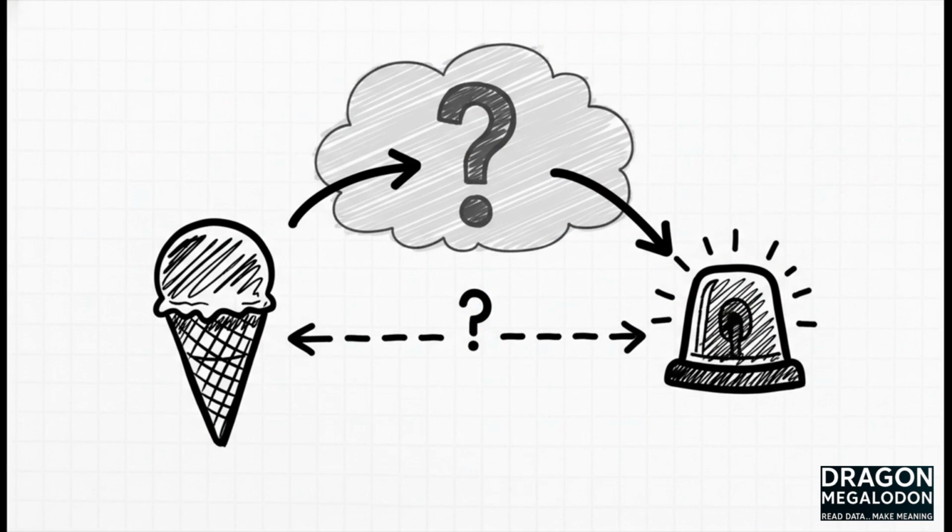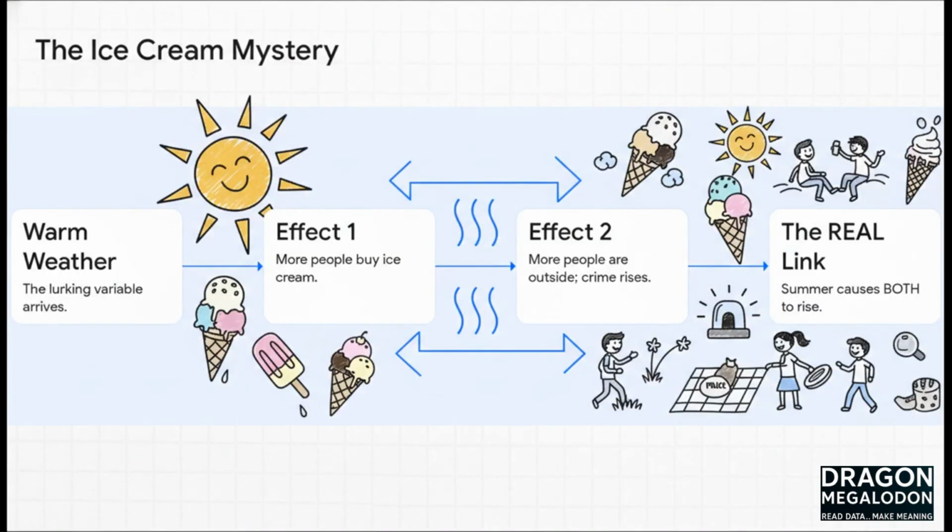The real connection is being caused by something else, something hidden in the background. Statisticians have a great name for this. They call it a lurking variable. So what's the real culprit here? It's that lurking variable. Good old-fashioned warm weather. Think about it. Summer arrives. More people are outside interacting, which, sadly, can lead to more conflicts and crime. At the exact same time, more people are outside buying ice cream to cool off. The summer heat is causing both things to happen, completely independently of each other.